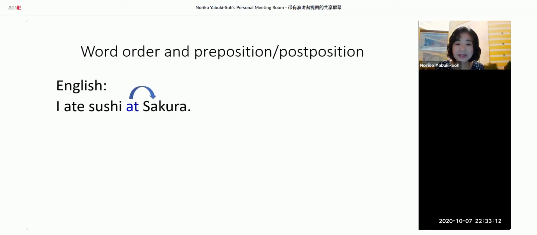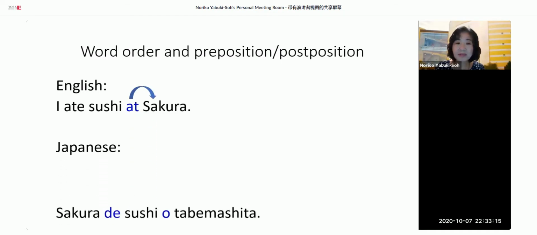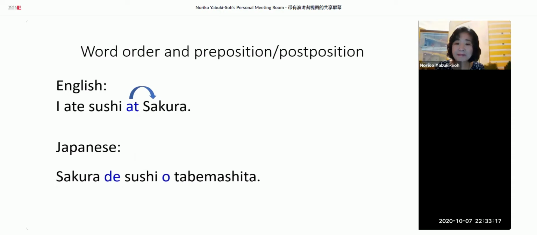In a Japanese sentence, Sakura de sushi o tabemashita, the particle de, which indicates the place of action, similar to English at, comes after Sakura. O, which marks the noun sushi as an object of the sentence, also comes after the noun sushi.